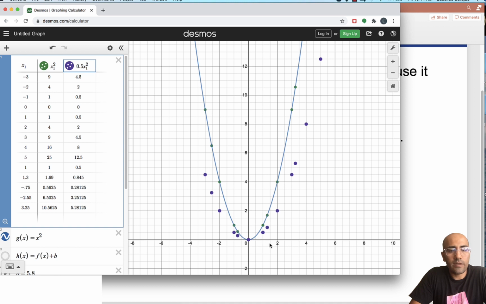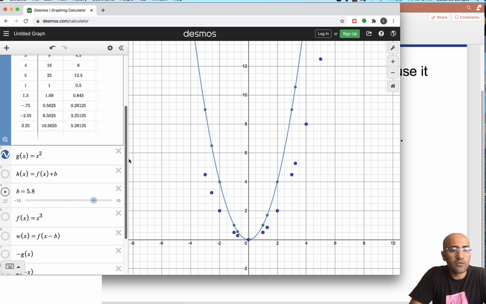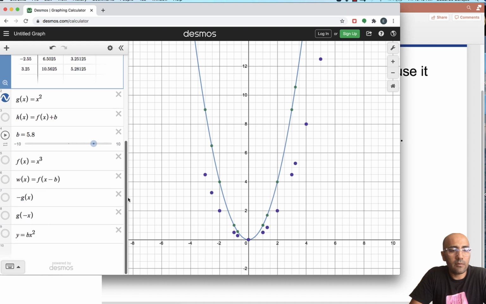Right? Instead of 1 mapping to 1, it'll map to a half. Instead of 2 mapping to 4, it'll map to 2. Instead of 4 mapping to 16, it'll map to 8, right? Because you're halving all of your output values. You're slowing down its growth. So what you end up getting is a parabola.